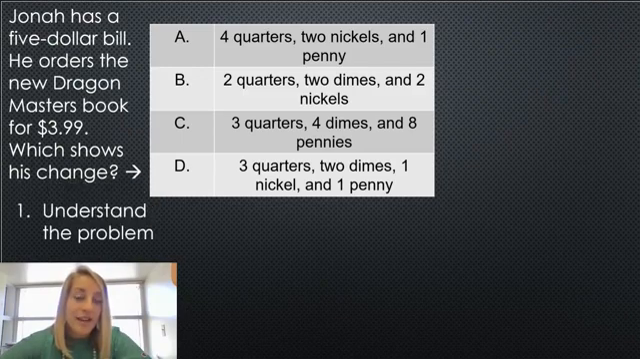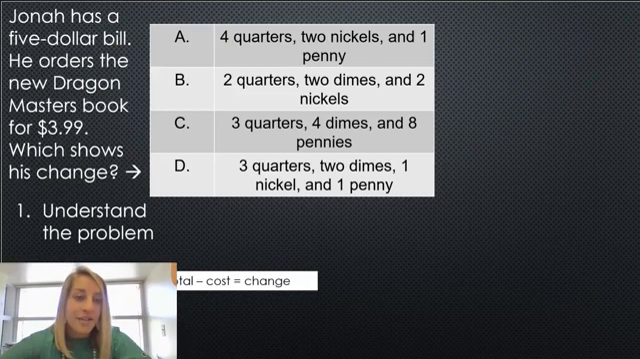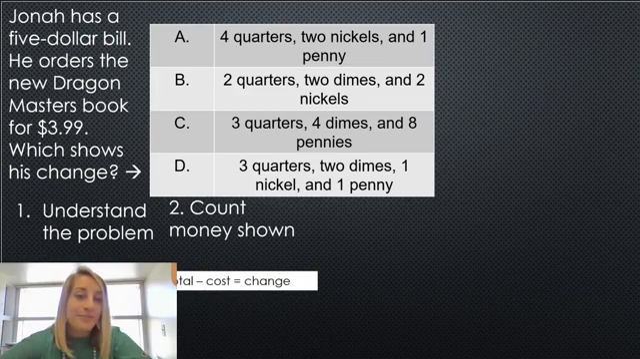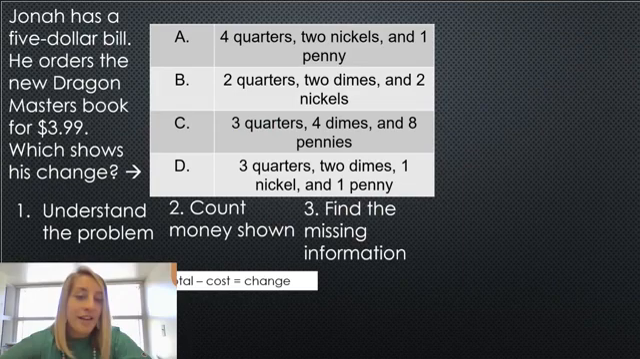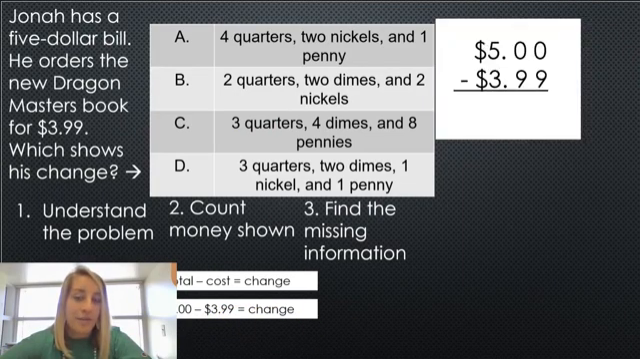So, understand the problem. He has a total of $5. The cost of the book is $3.99, and his change is the difference when I subtract them. Count the money shown. In this case, there is no money shown, but we will have to count these once we get our answer. And 3, find the missing information. So $5 minus $3.99 equals our change. So let's do that part first.